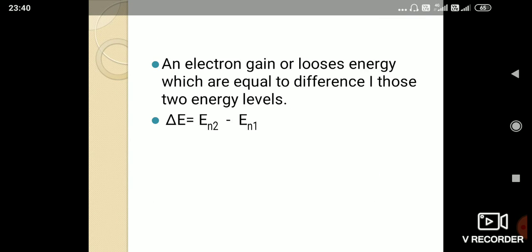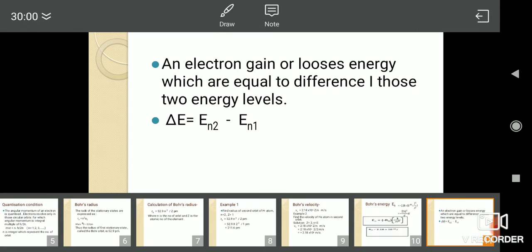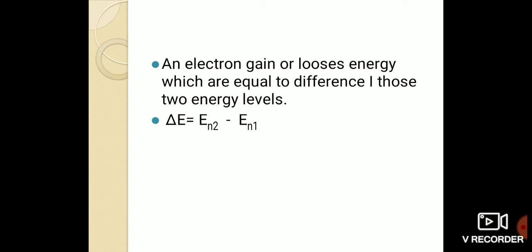Next, when an electron gains or loses energy, it is equal to the difference between those two energy levels. It means when the electron gains energy, it moves into the higher energy levels, and when it loses energy, it moves from higher energy levels to the ground energy levels. To find the energy gained or lost by the electron, we have to take the difference between the two energy levels, that is delta E is equal to En2 minus En1.